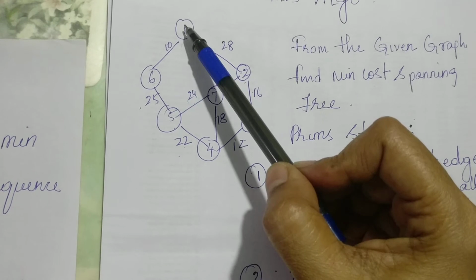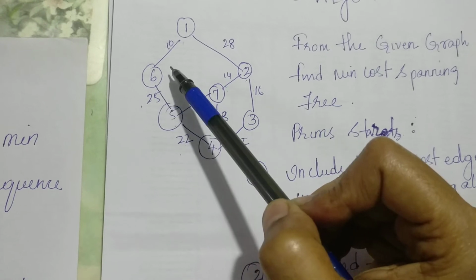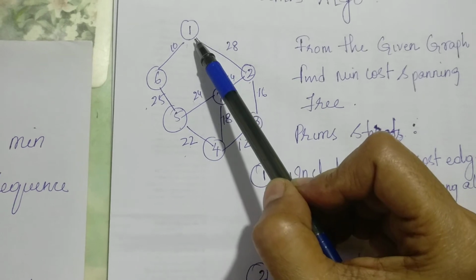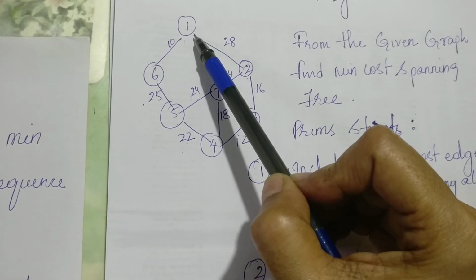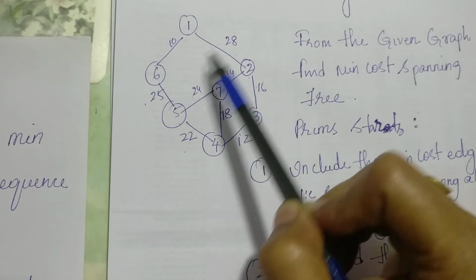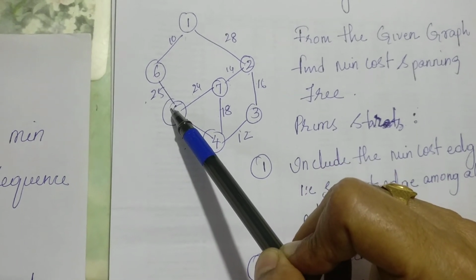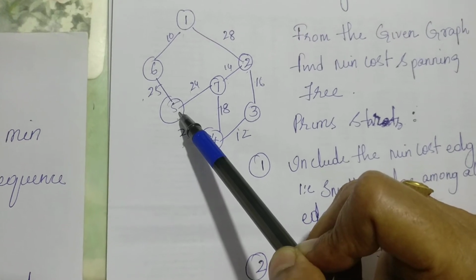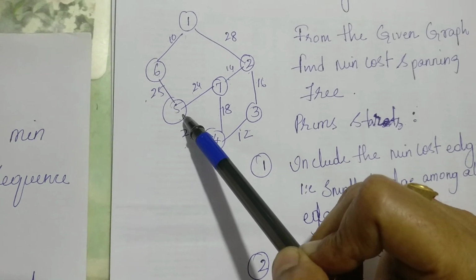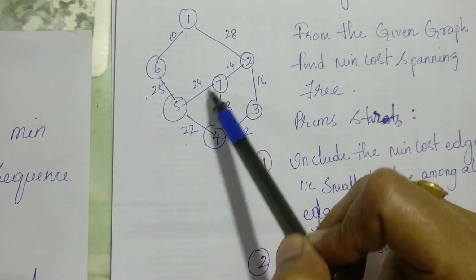So I have to choose that edge which is connected to the already selected subtree, 1 to 6. What are the extending edges? 1 to 2 and 6 to 5, that is 28 and 25. Out of these, 25 is the smallest edge, so I will select the next edge as 25. Next I have to select from the existing graph, that is 1, 6, 5, the next edge. The next possible edges will be 28, 24 and 22.